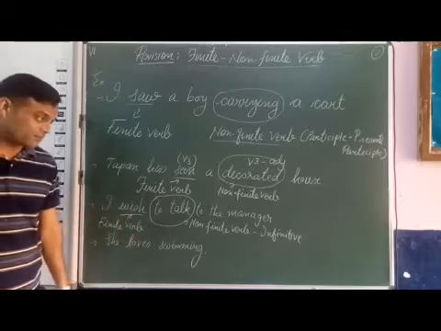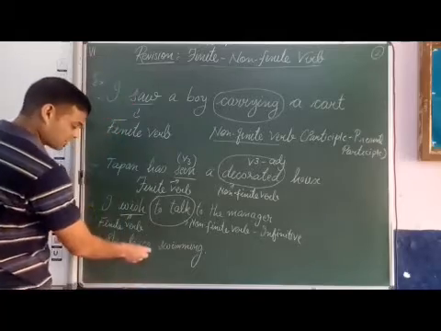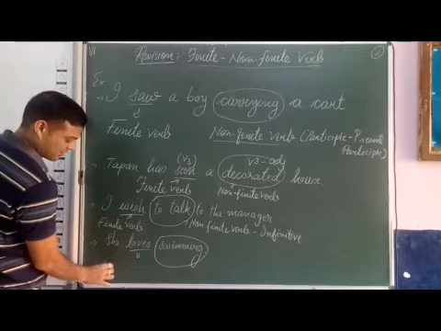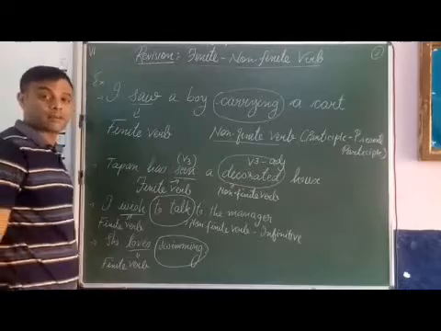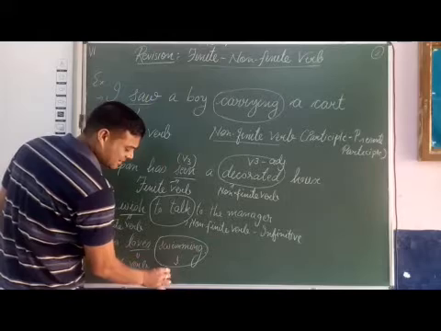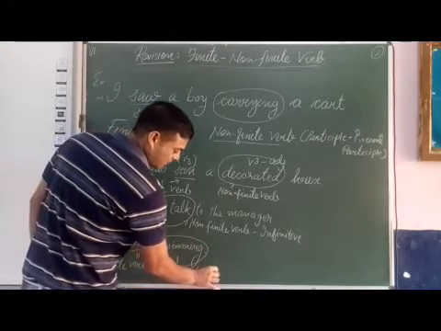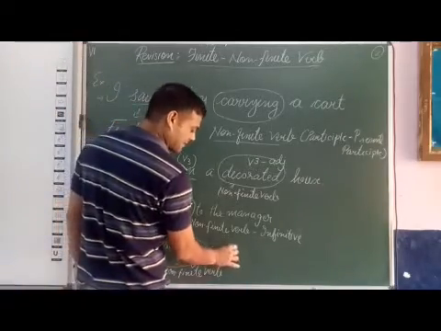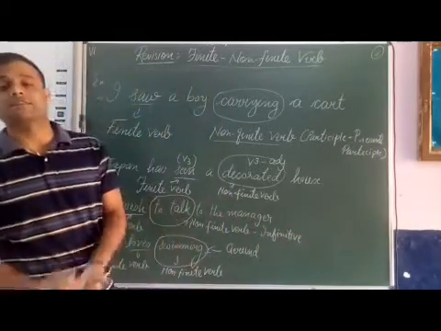Let's see the last example and we end this topic. She loves swimming. Here also two verbs: loves and swimming. Loves shows simple present tense, so it is a finite verb. Whereas swimming doesn't show the tense of the sentence, so it is a non-finite verb. It is a verb with ing, but here it functions as a noun, so swimming is a gerund.